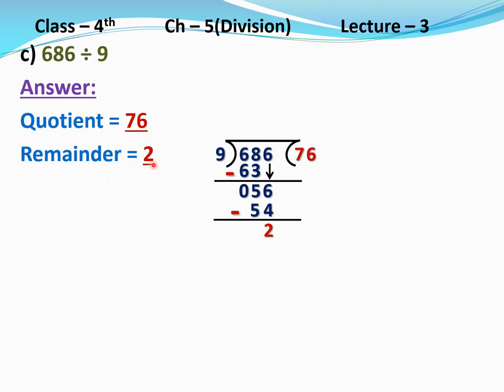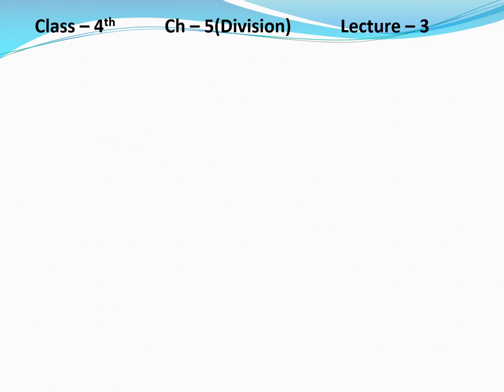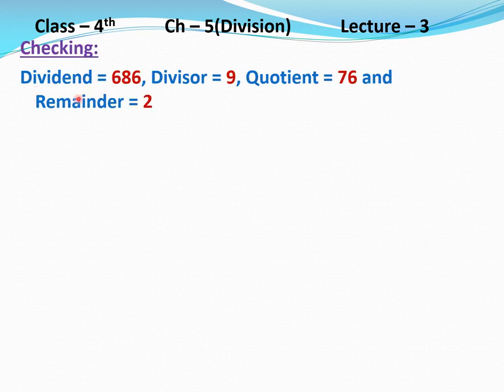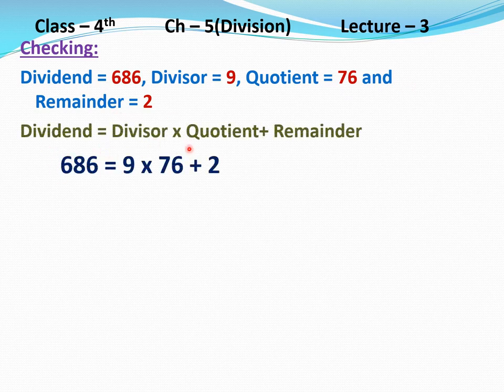Now we will check our answer. Now see. Dividend equal to 686, divisor equal to 9, quotient equal to 76 and remainder equal to 2. Write down: dividend equal to divisor multiply quotient plus remainder. 686 equal to 9 multiply 76 plus 2.